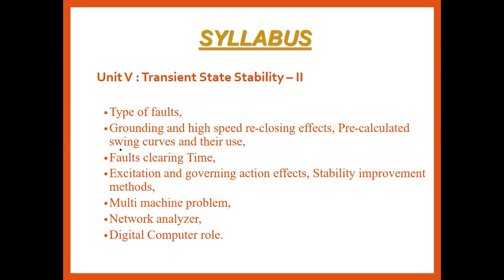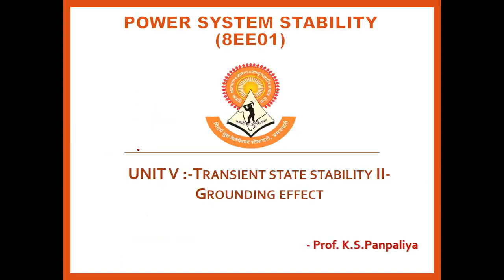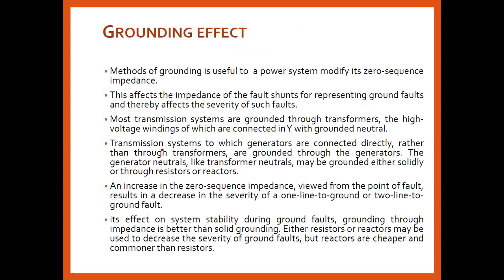First we concentrate on the grounding and high speed reclosing effect. What is grounding and how does it directly affect the transient state stability under different infinite bus systems? Basically, the grounding effect is generally useful to modify the zero sequence impedance, that is, to improve the zero sequence impedance of that power system. If you do not modify it, it should directly affect the fault clearance, that is, the fault that will occur on the power system.